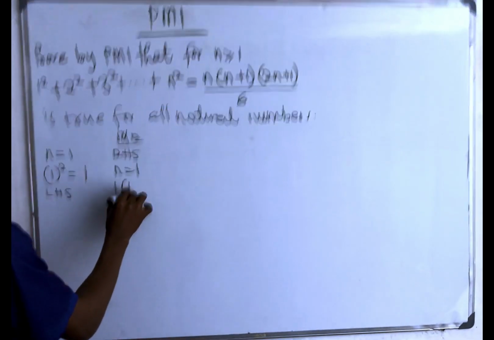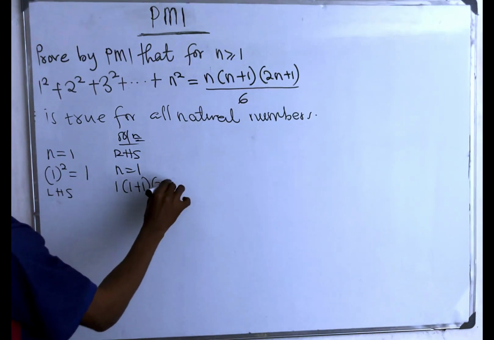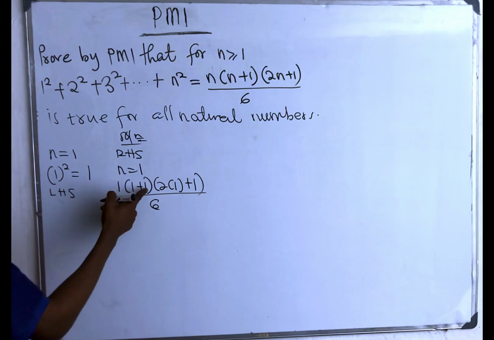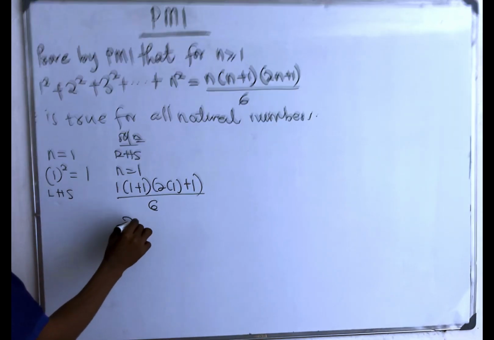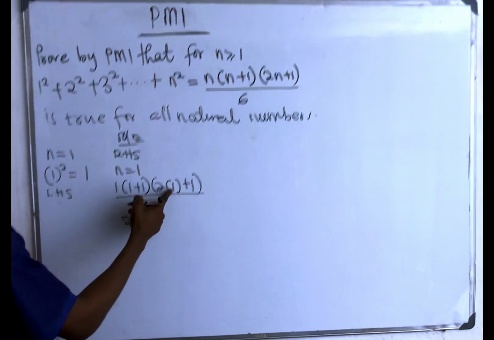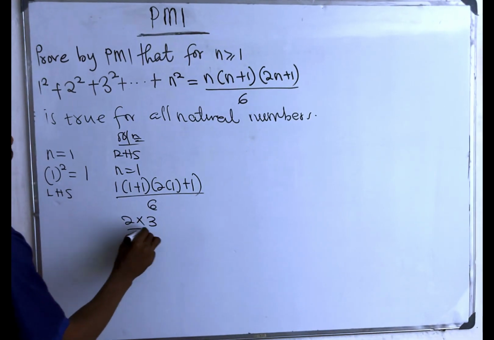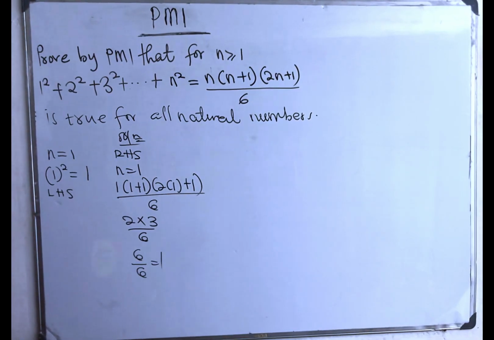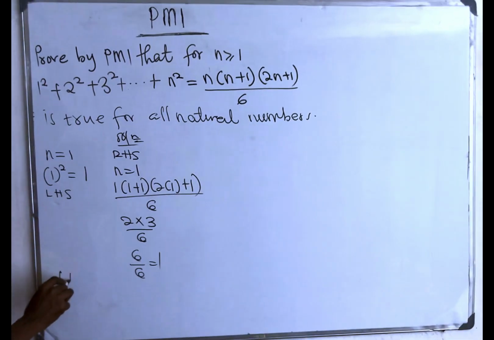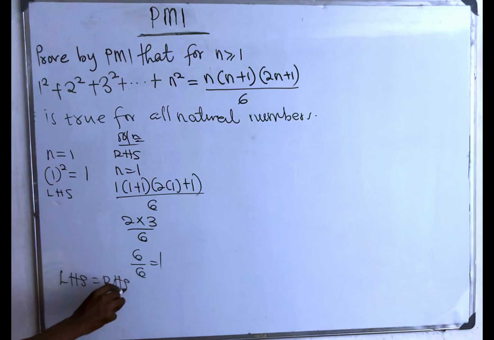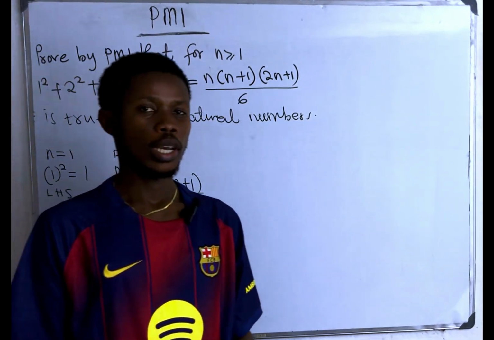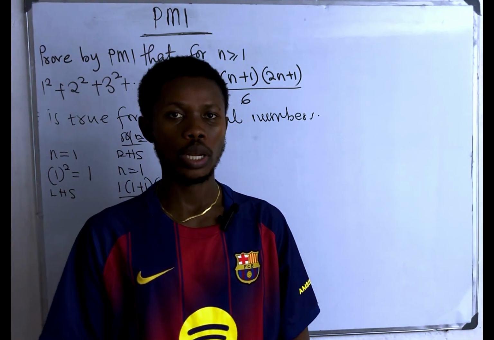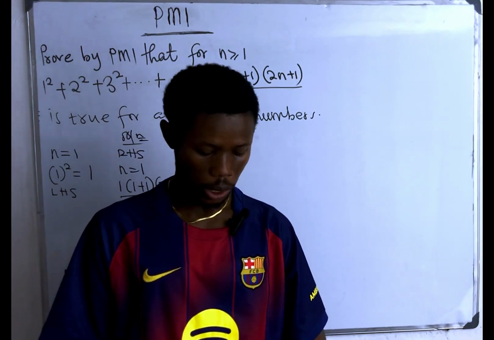It will be 1 bracket open 1 plus 1, 2, multiplied by 2 times 1 plus 1, all divided by 6. So 1 plus 1 is 2, right? So you have 2 times 2 and 2 plus 1, 3, all divided by 6, which will give you 6 over 6, which is 1. Is that okay? So you could say that the left hand side equals the right hand side. Normally we say that the induction is anchored. The statement here is anchored. So now let's move on to the second assumption stage.